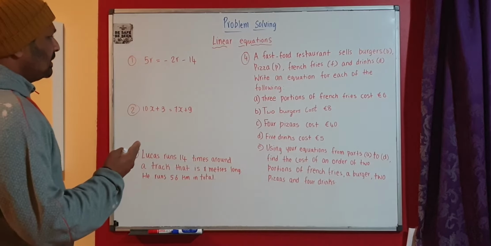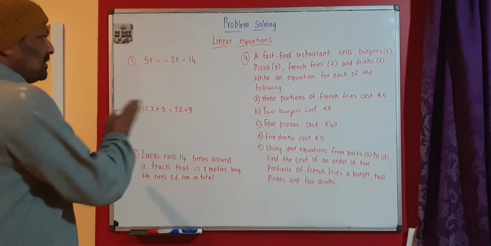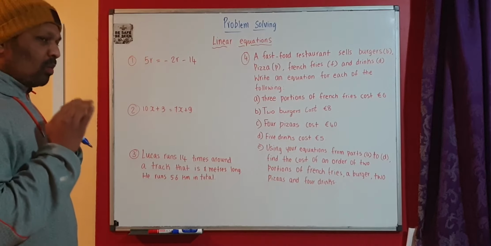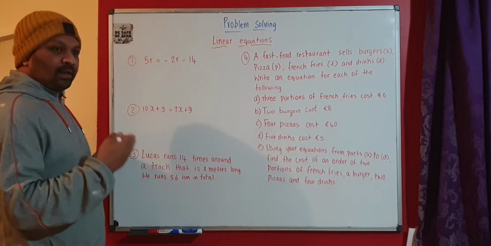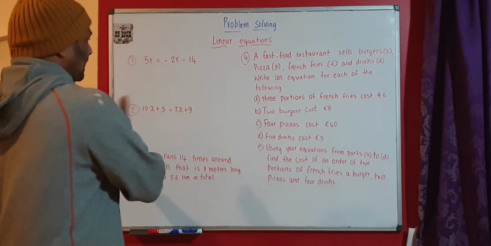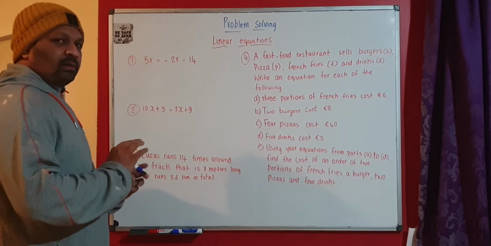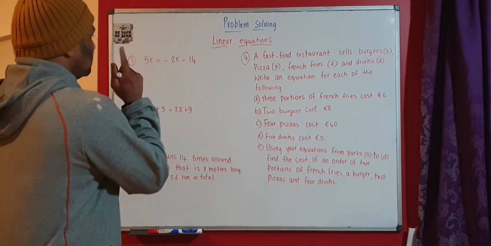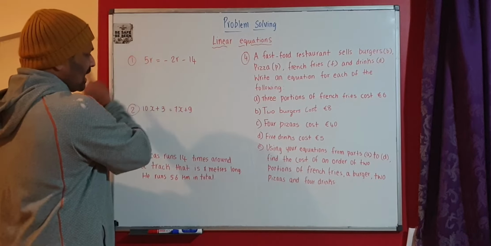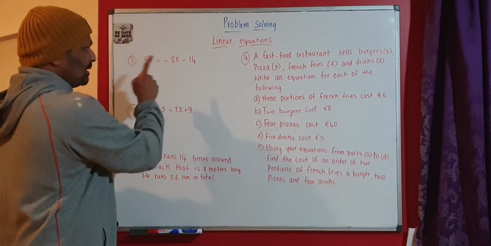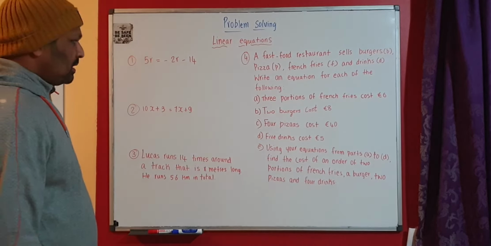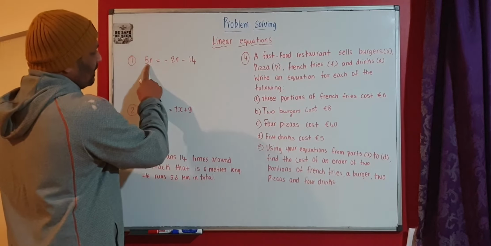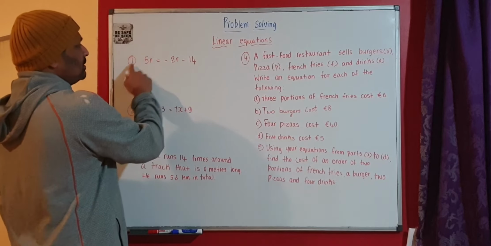You have to bring the terms that contain the unknown quantity to one side. It doesn't matter whether you bring it to the left side or right side. But what you have to do is bring the terms that contain unknown quantities to one side, and take the terms that contain constants to the other side. 5r is a term which has r. Minus 2r is also another term which has r in it. So we should try to bring both of them to one side. There are 2 ways. Either you bring this 5r to this side or bring minus 2r to this side.